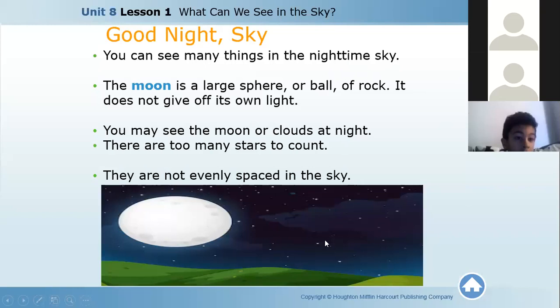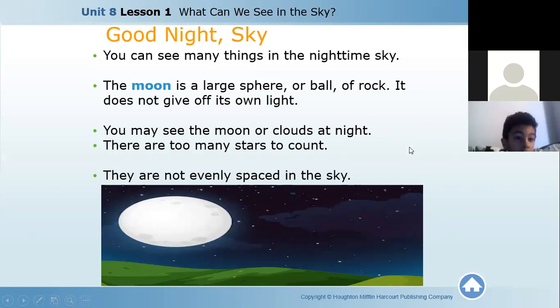And as we said, the stars are not evenly spaced in the sky. The stars are not in lines. They are not lining up like you guys. When we were in the school, you were lining up, but the stars do not line up. There is not an equal space between them. They are not evenly spaced. Malika, I'm going to unmute you to ask you a question. Is there an even space between stars?